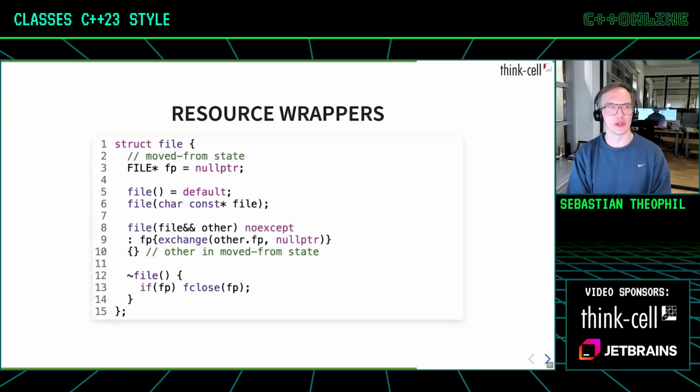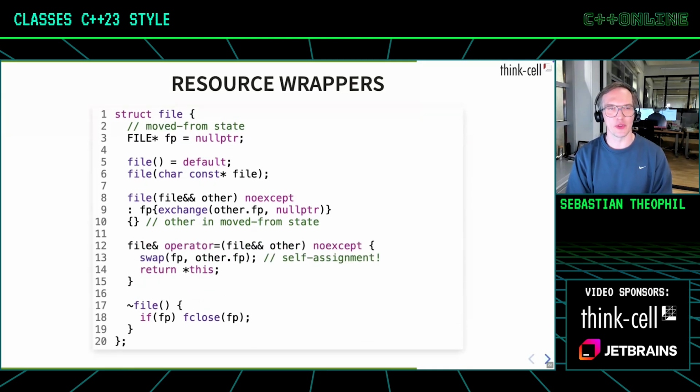So a better implementation would look like this. We implement a move constructor, and the move constructor moves the file pointer from the moved-from file into our file object and exchanges it with the null pointer in the other file. Here we've used this null pointer as our moved-from state. That means when our struct file is empty, it has been moved from, it contains null pointer again, and we don't close the file in the destructor. So this is all still pretty basic C++11.